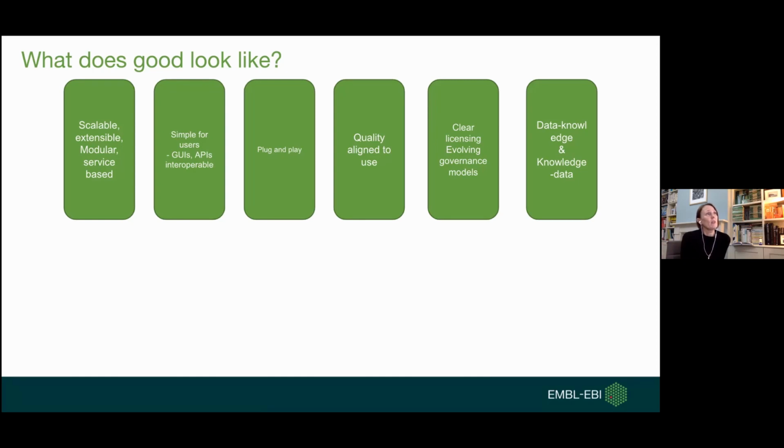And we need clear licensing and evolving governance models. I think the governance models become one of the most challenging things. Before I existed in a world of large molecular datasets, I never cared about governance or licensing. Who owned the data and what they wanted to do with it was not a concern of mine because I worked in my world of my data and I knew what the consent was. But as soon as you want to aggregate data, it becomes challenging.